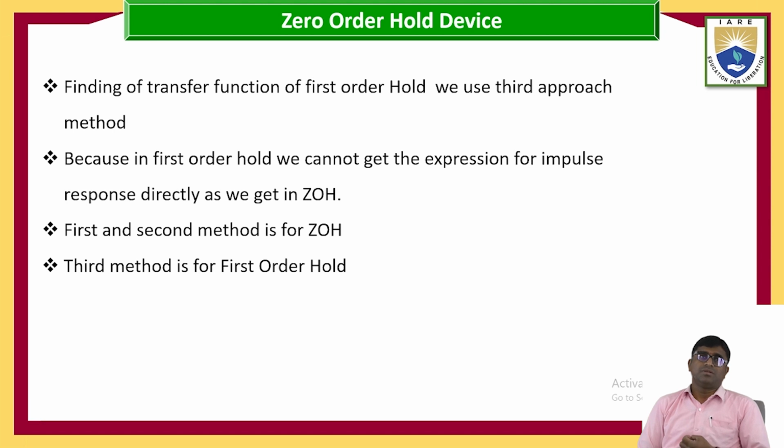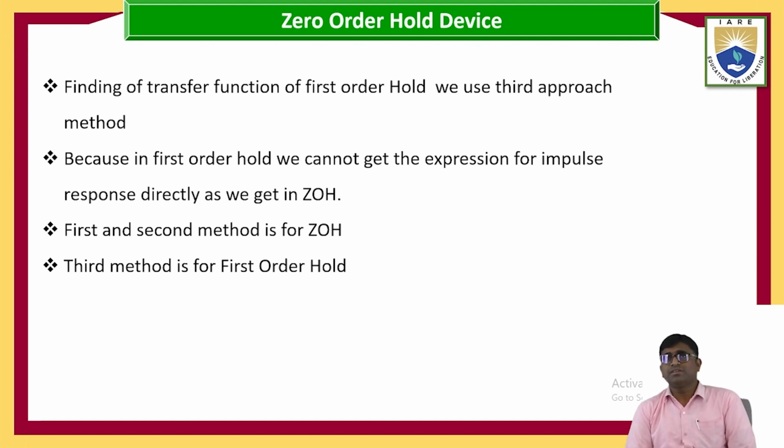Next, because for the first order, we can get the expressions for the impulse response by taking it as g(t). So what I am saying is, the first and second methods are for zero order hold, and the third method is only for first order hold. Why? Because for first order hold, we cannot get the expression for the impulse response directly. Directly the impulse response is not coming from the first order system.